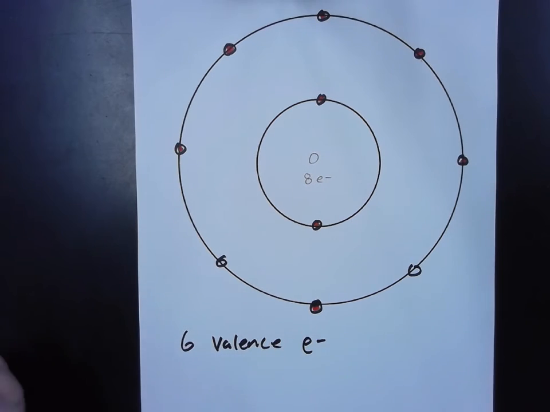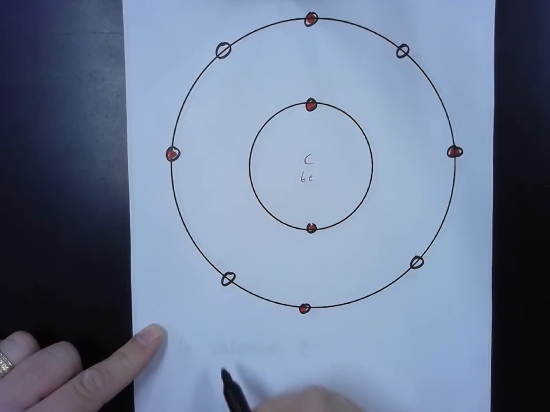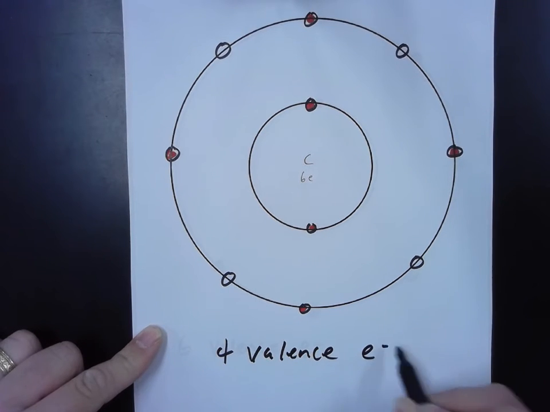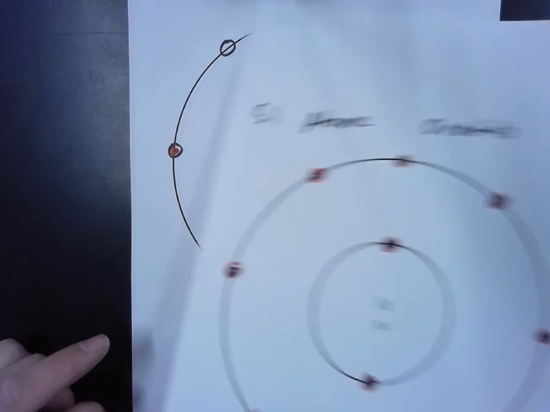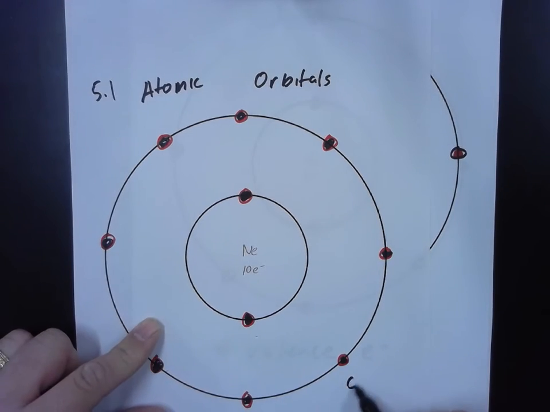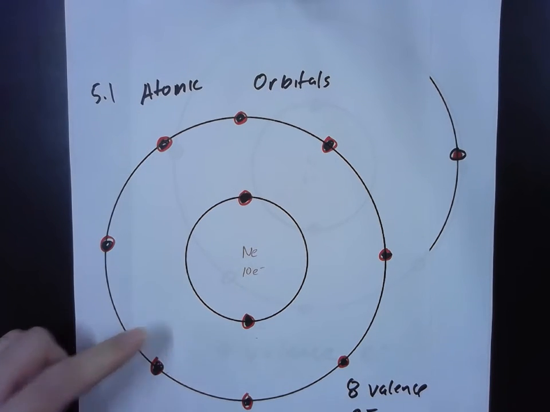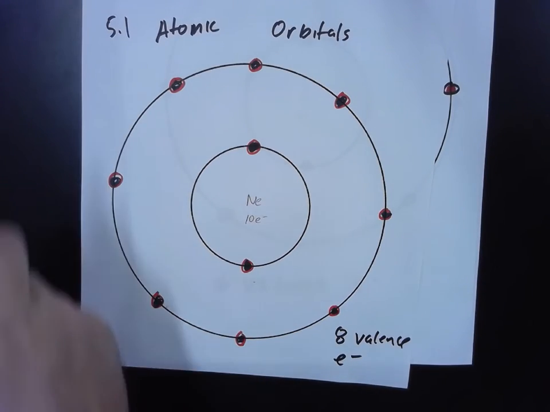Six valence electrons. Carbon has 1, 2, 3, 4. Okay, and neon, the other example we did, neon's got 8. 8 valence electrons. Alright, so why is that significant? I'm about to show you.